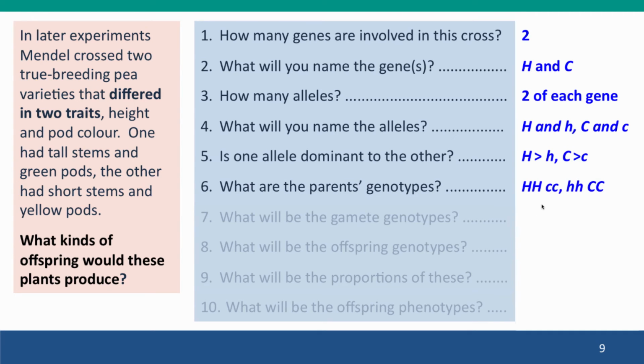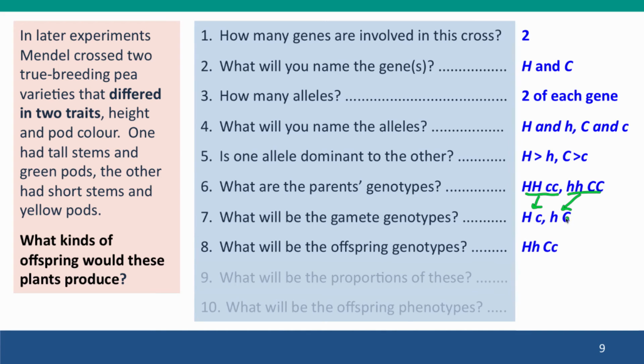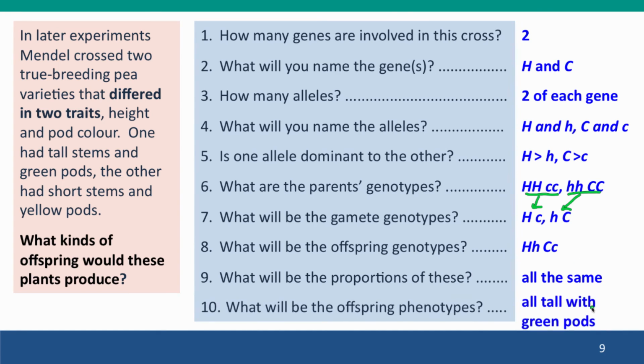What are the parents' genotypes? The parents were pure breeding, so the parents were homozygous. What will be the gamete genotype? Each parent can produce only one type of gamete, and those are the types. What will be the offspring's genotypes? Because each parent produces only one type of gamete, the offspring are all going to have the same genotype. What will be the proportions of these? In this cross, they'll all have the same genotype. And what will be the offspring phenotypes? They'll all be tall with green pods.